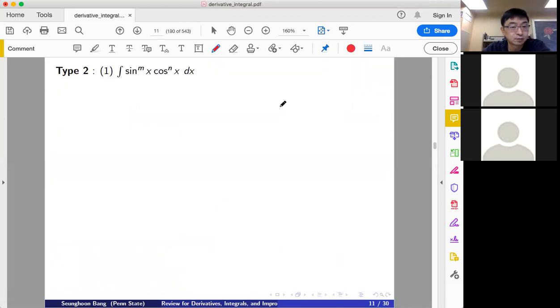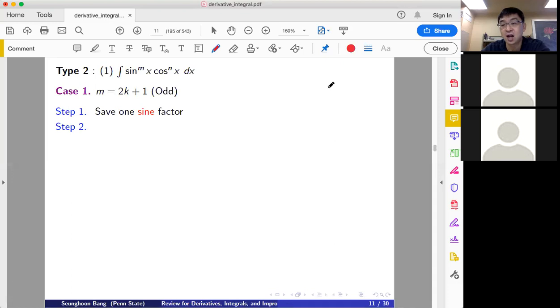Type 2: the integral of sine to the power m x times cosine to the power n x dx. How can you solve case 1, where the power m of the sine function is odd? Step 1, save one sine function from the odd power. Step 2, use substitution. Save sine, and u is the other one, cosine. Then du equals cosine prime dx, and cosine prime is negative sine x dx. Multiply both sides by negative 1: negative du equals sine x dx.